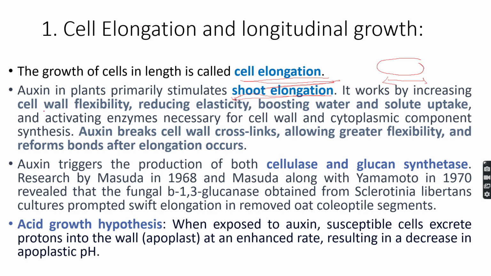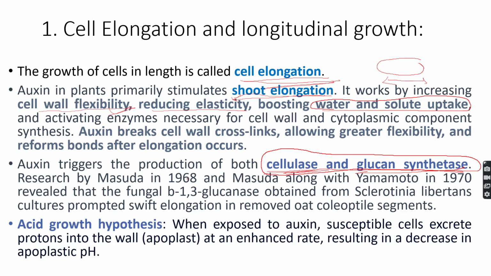It basically increases the flexibility of the cell wall and reduces the elasticity, and because of this increase in flexibility it will boost water and solute uptake, and that is how the cell gets elongated. Auxin is also enhancing or activating some of the enzymes responsible for loosening the cell wall, for example, cellulase and glucan synthetase. These two enzymes are very important in cell wall elongation.